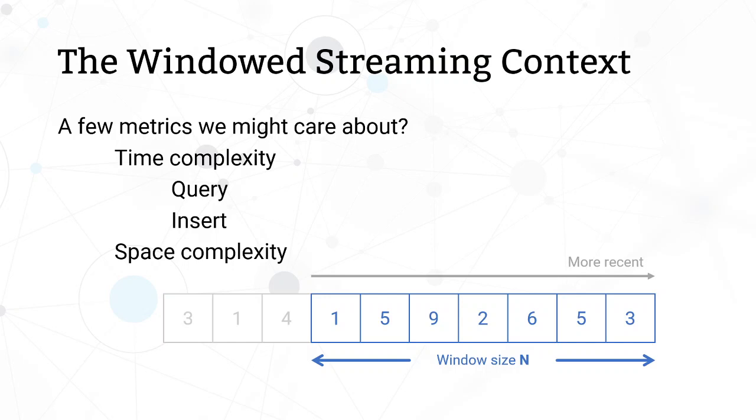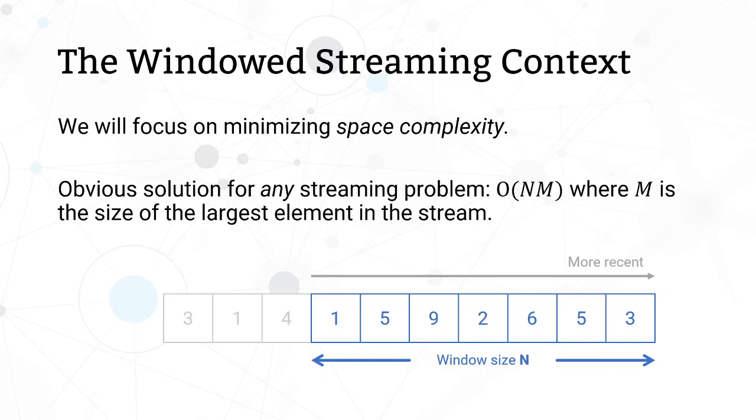A few metrics we might care about, of course, are time complexity: how long does it take us to insert something into our window, and how long does it take us to query the statistics over that window? And space complexity: how much memory does it take to actually maintain this window? You might be interested in both, but in this talk we'll only be concerned about space complexity, so we'll try to focus on minimizing that.